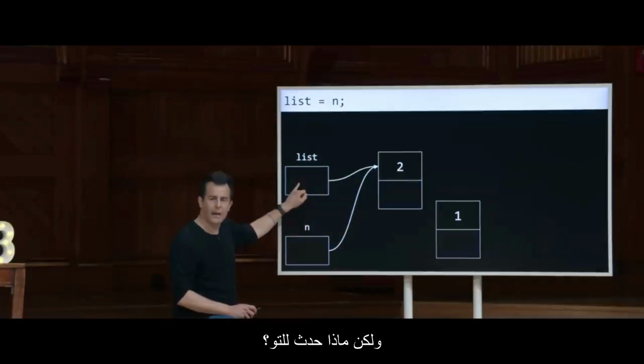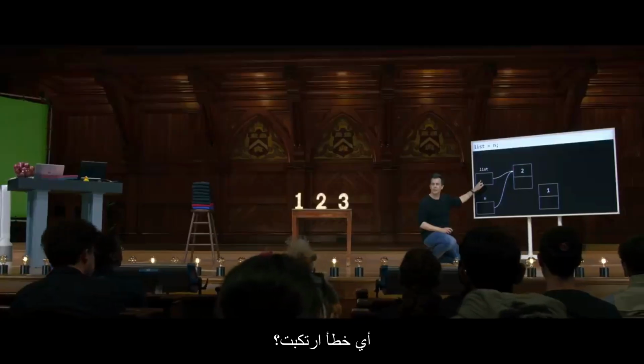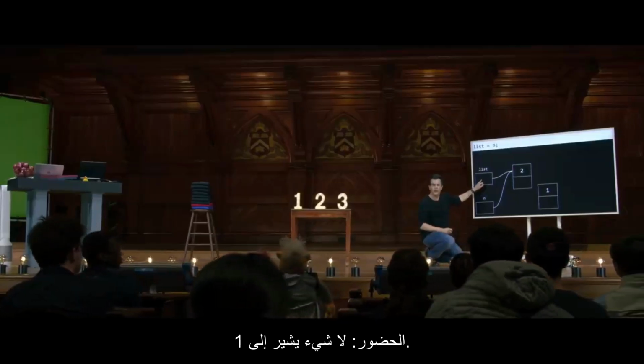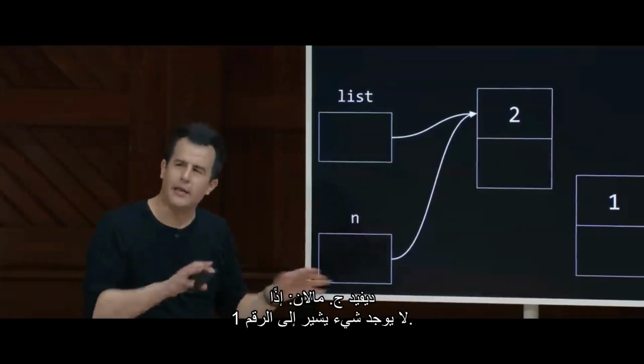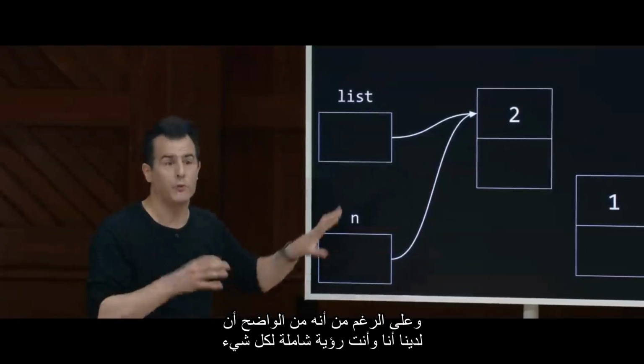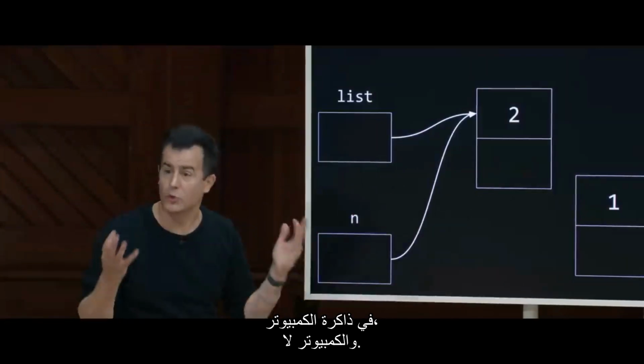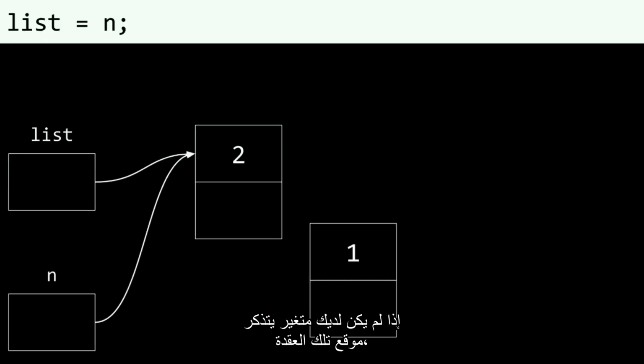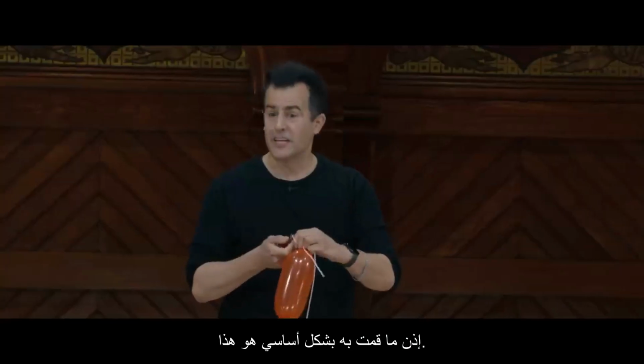But what has just happened? What did I do wrong? Yeah. So nothing's pointing to 1. And even though you and I obviously have this bird's eye view of everything in the computer's memory, the computer doesn't. If you have no variable remembering the location of that node, for all intents and purposes, it is gone. So what I've essentially done is this.